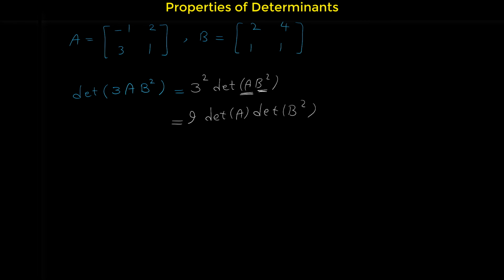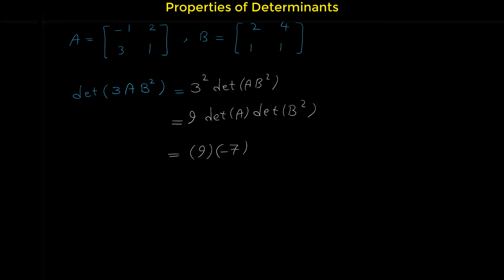When we have the product of two matrices, the determinant of the product equals the determinant of the first one times the determinant of the other one. Determinant of the matrix A is negative 1 times 1 is negative 1, minus 2 times 3 is 6. Negative 1 minus 6 is negative 7. So determinant of the matrix A is negative 7. If you don't know how to find the determinant of 2 by 2 or 3 by 3 matrices, watch my video about finding determinants of matrices.